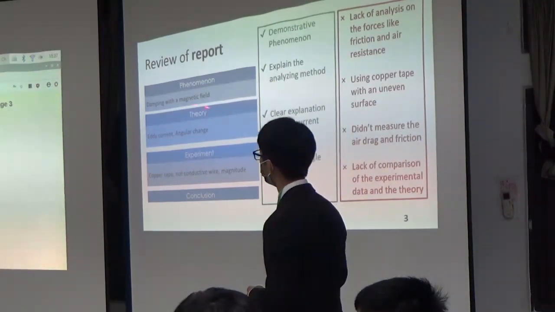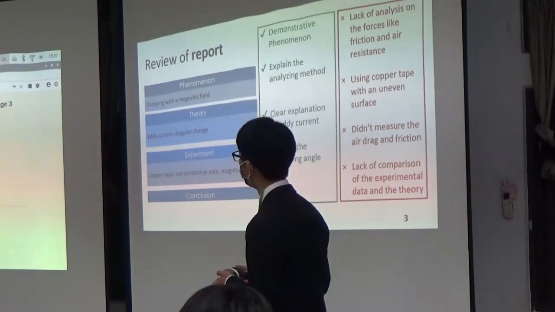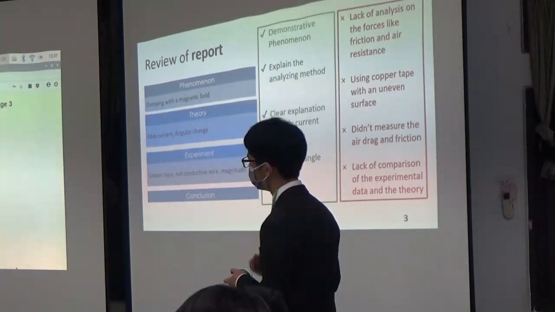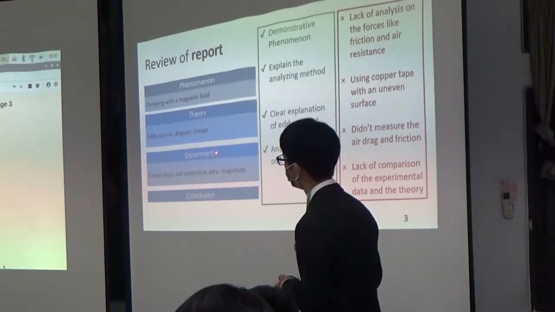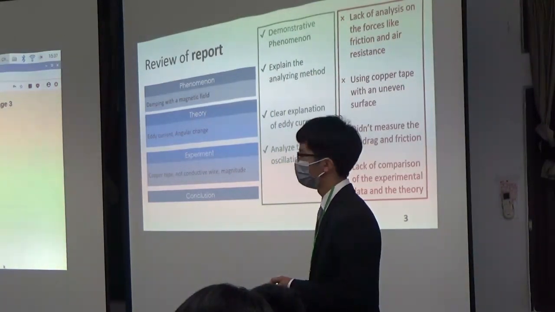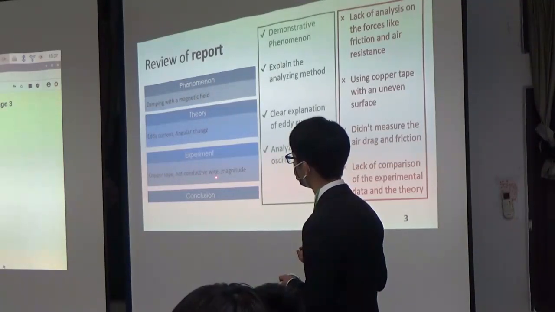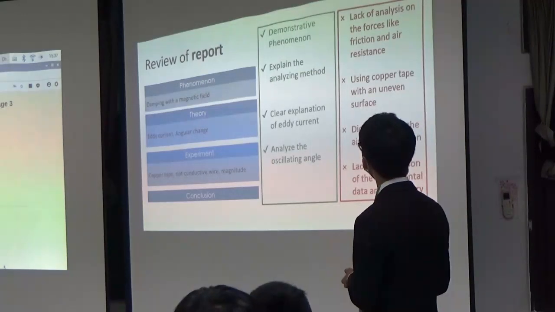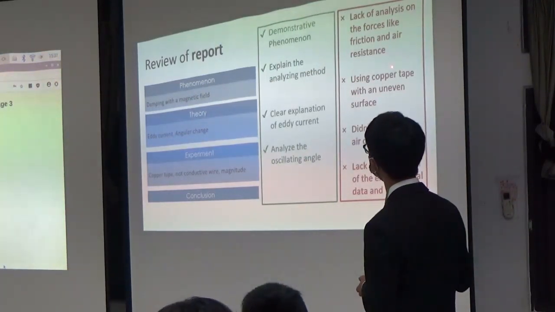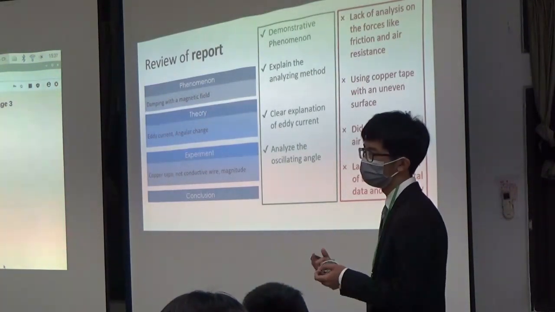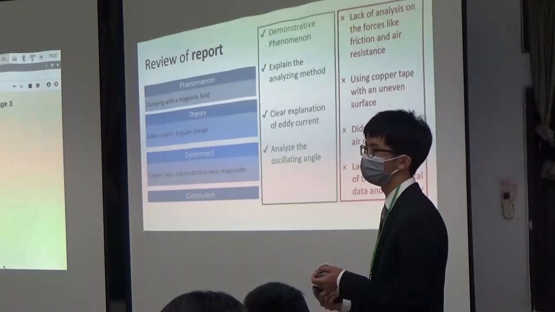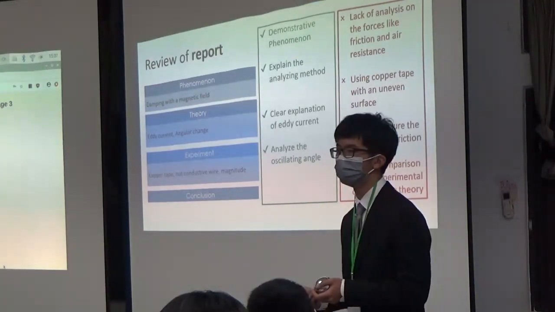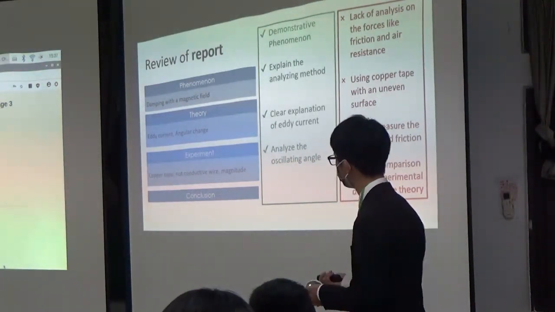So the phenomenon is damping with a magnetic field, and he used eddy currents in his theory. In the experimental part, he used a copper tape, a non-conductive wire, and also a parameter of magnitude. And I believe that the report lacked analysis of forces like friction and air resistance, without a magnetic field and also with a magnetic field. Also, he lacked a comparison of the experimental data and the theory, since he introduced the theory.